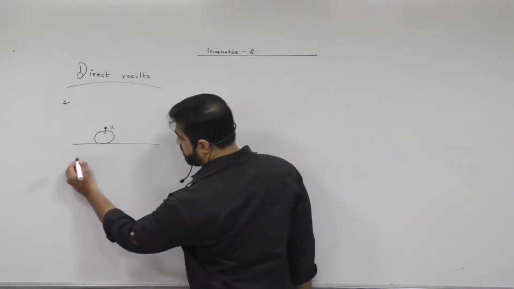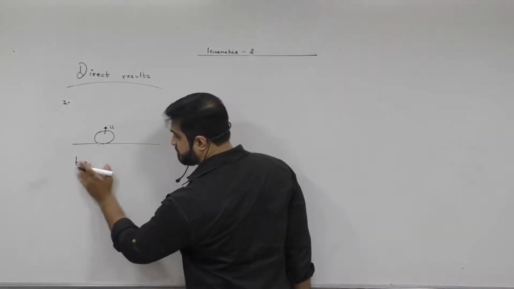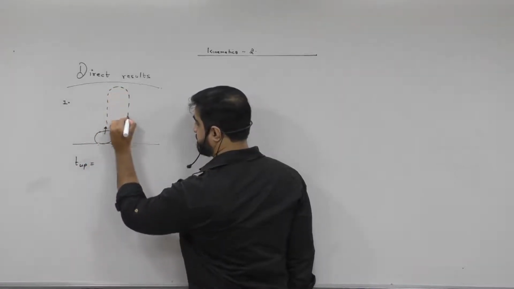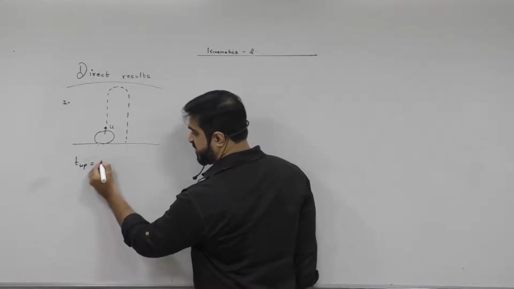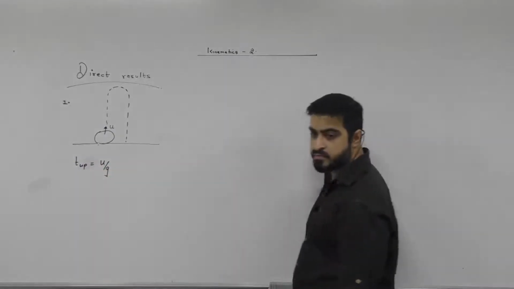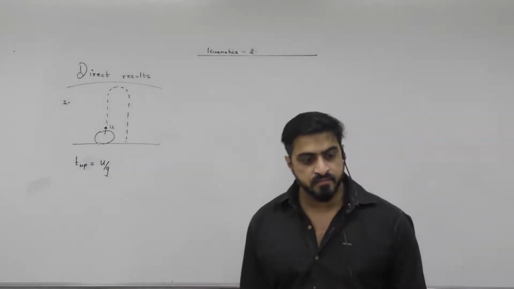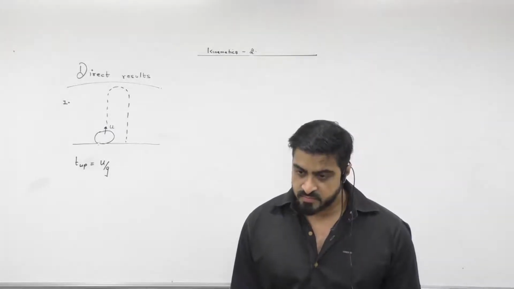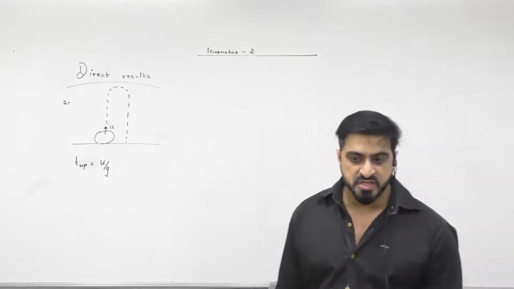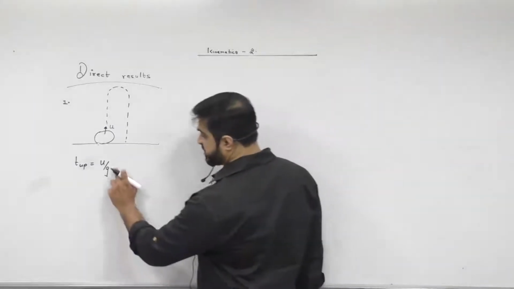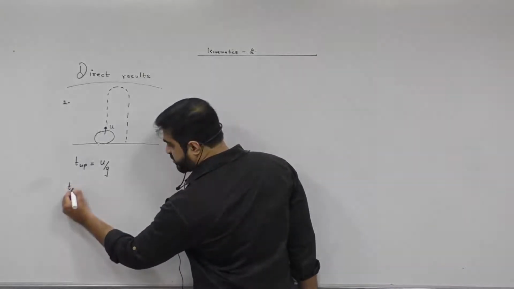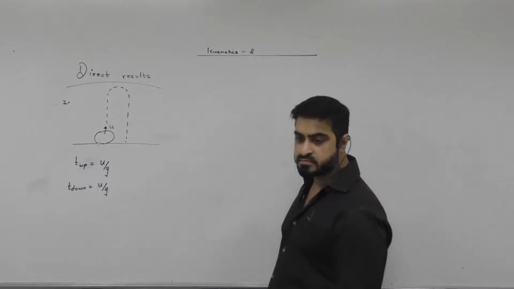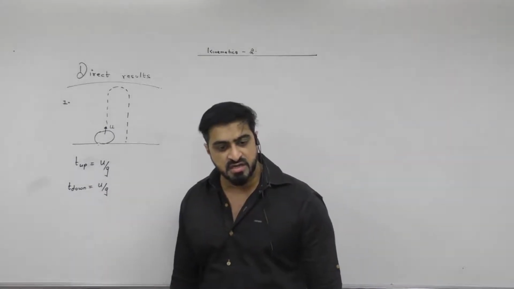The time taken to go up, it will follow this motion. The time taken to reach the maximum height will be u by g. Which means if I throw with 30, how much time will it take to reach the top? 3 seconds. If I throw with 50 meter per second, then 5 seconds. g is 10. Similarly, the time taken to come down will also be u by g because it does follow symmetry. Time of ascent and descent are the same.